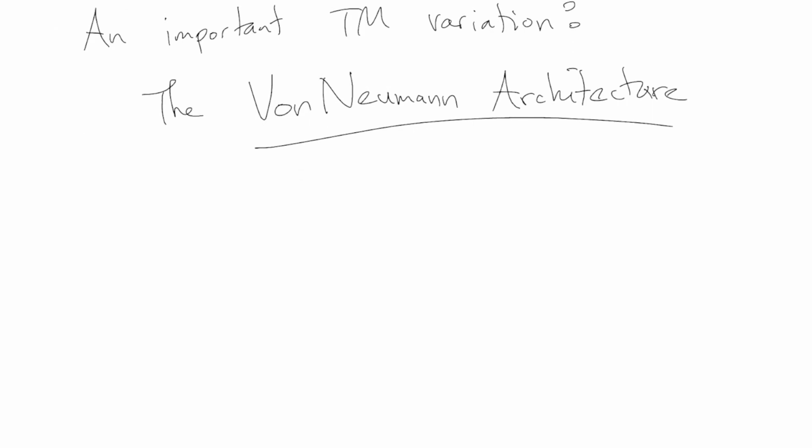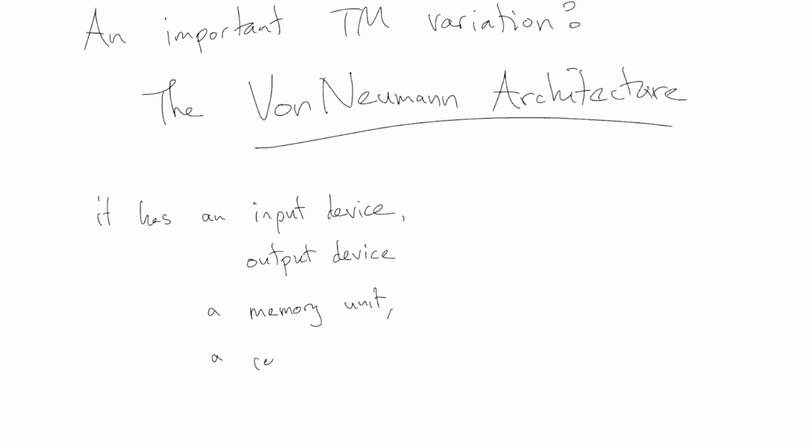What the von Neumann architecture has is an input device, and it has an output device. On the Turing machine, these are both the same thing. You use the tape for the input and also for the output, which is a little confusing if you were trying to use that in the real world. It also has a memory unit, and it has a central processing unit, also known as the CPU.